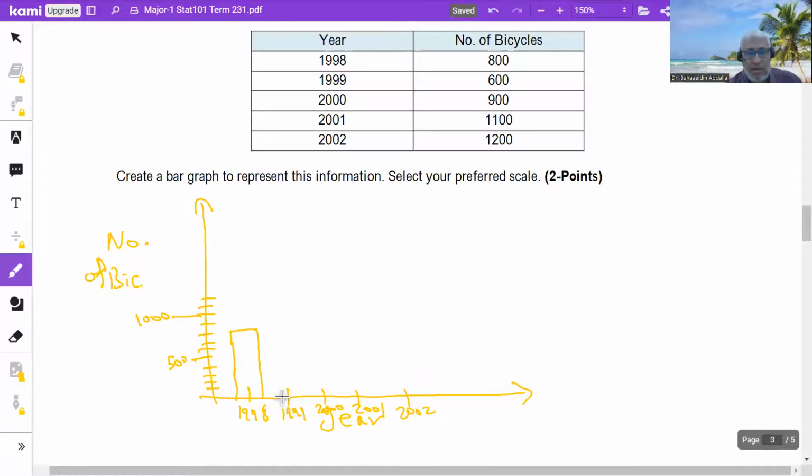1999, 600. So up to this point, I'll draw a bar like this. It is not a histogram, so keep them not connected, disconnected like this. 2000 up to 900, so up to this point. So up to here, this is 900. And 1,100 up to here. So I will take this year to this. And this is 1,200. So this would be a bar graph.